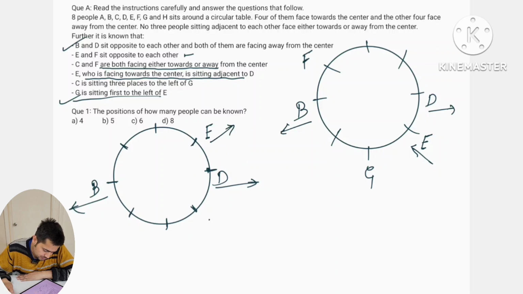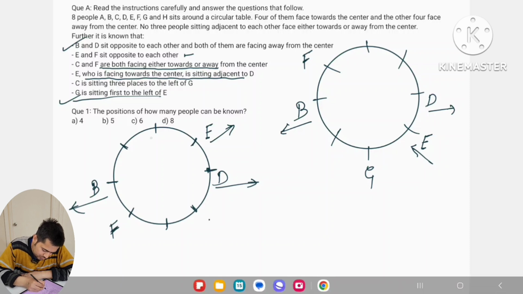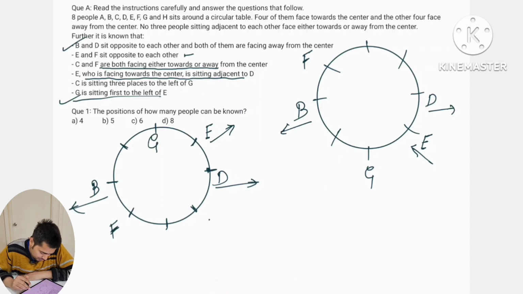And C is sitting 3 places to the left of G, and E and F are opposite. G is sitting 1 to the left, so G is here. C and F are both facing inwards or away. E and F opposite, and C is sitting 3 places to the left of G.